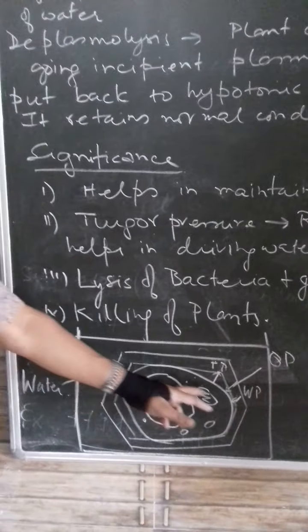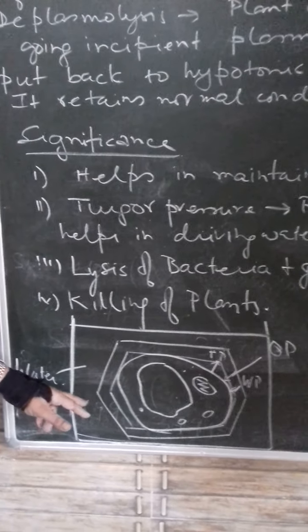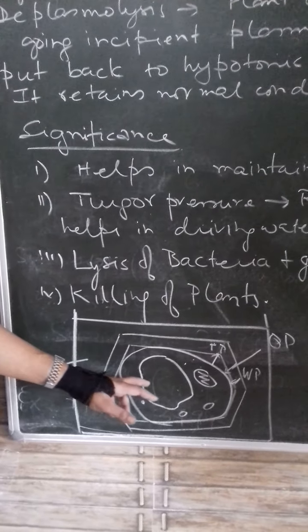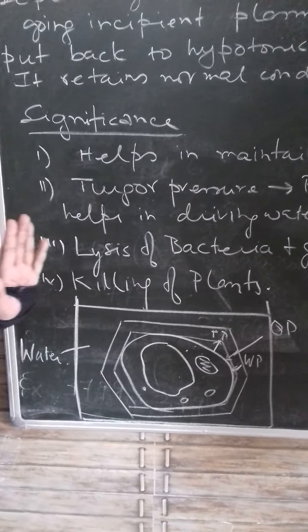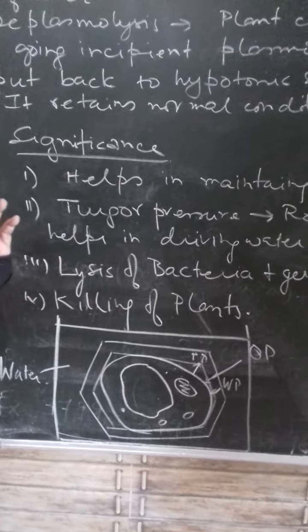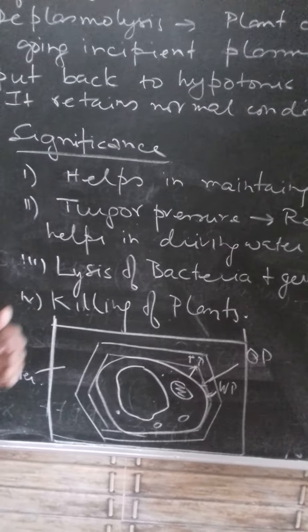Now in a cell, when it is fully turgid, the water moves in from the hypotonic solution towards the inside of the cell. The pressure required to stop the flow of osmosis is called the osmotic pressure.